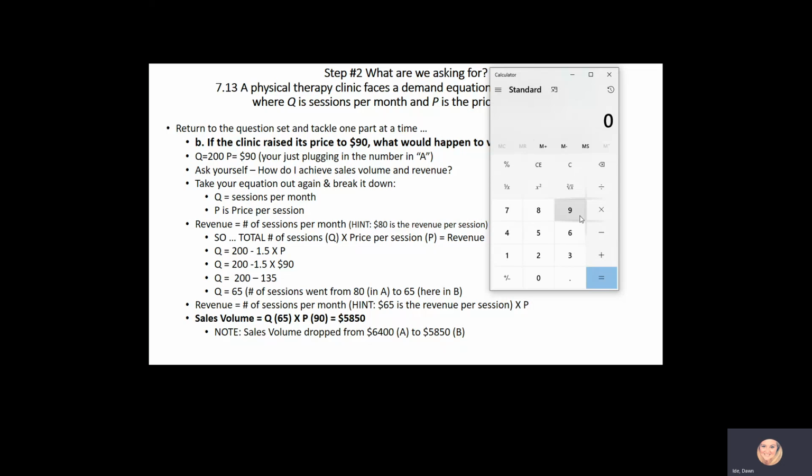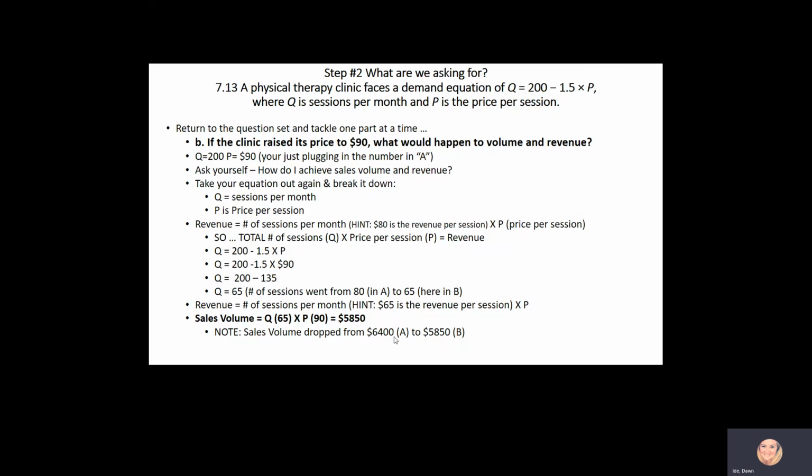How do we know that? Very simple. You took the 65, which was your Q, or your quantity, or your number of sessions. You had 65 sessions. You gave out 65 massages, and you charged $90 for each one of them. So 65 times 90 equals $5,850, right? Easy breezy. So keep track of this. In A, we had $6,400 in volume, in sales, and in B, we had 5,850. We charged more in B than we did in A, and our sales volume dropped. People don't like to pay more for the same thing. It irritates them. Okay.